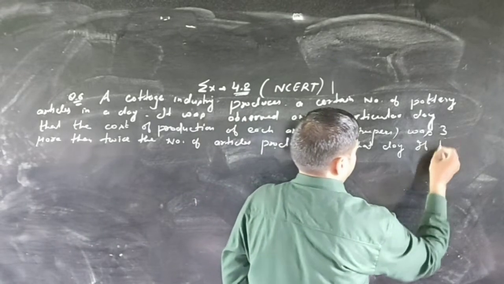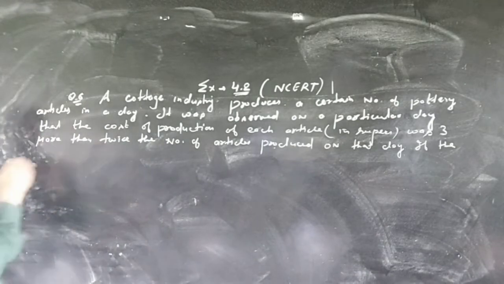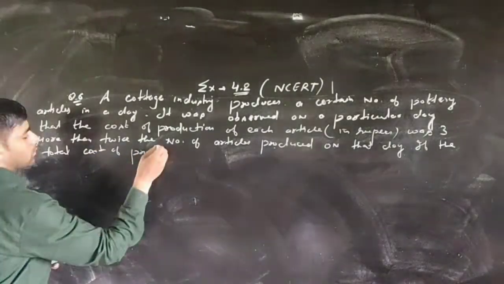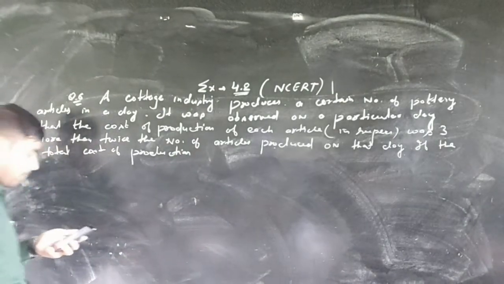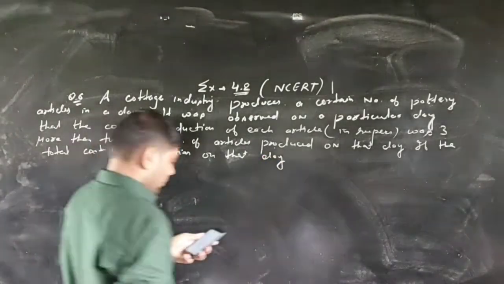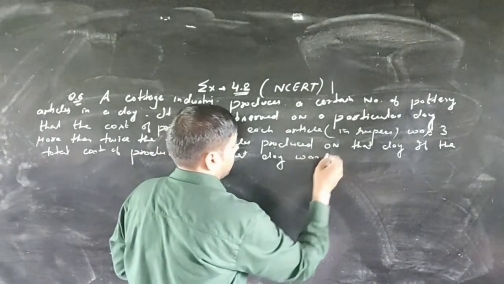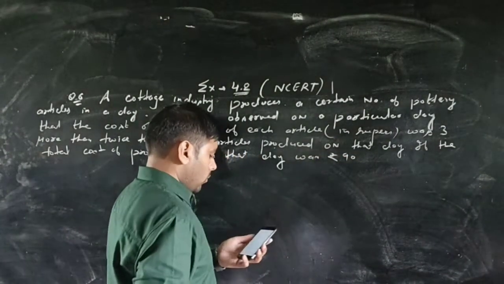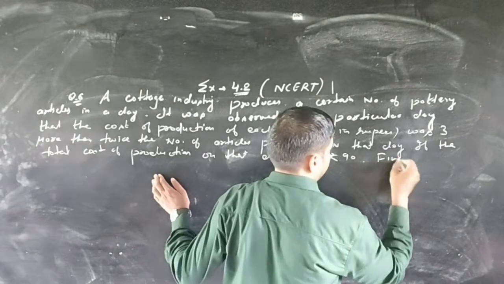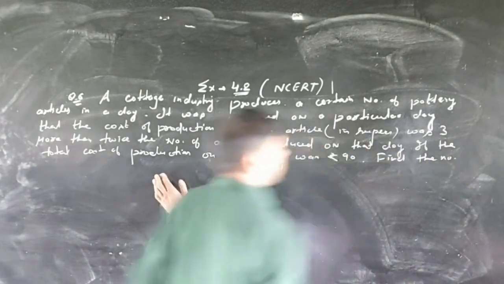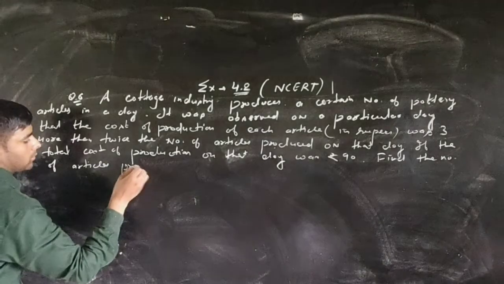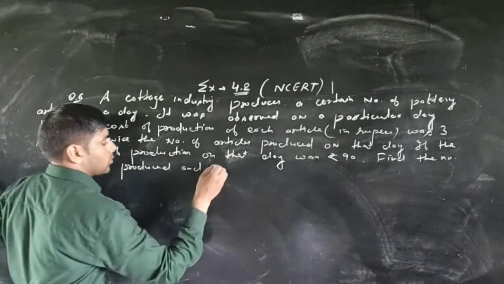If the total cost of production on that day was rupees 90, find the number of articles produced and the cost of each article.